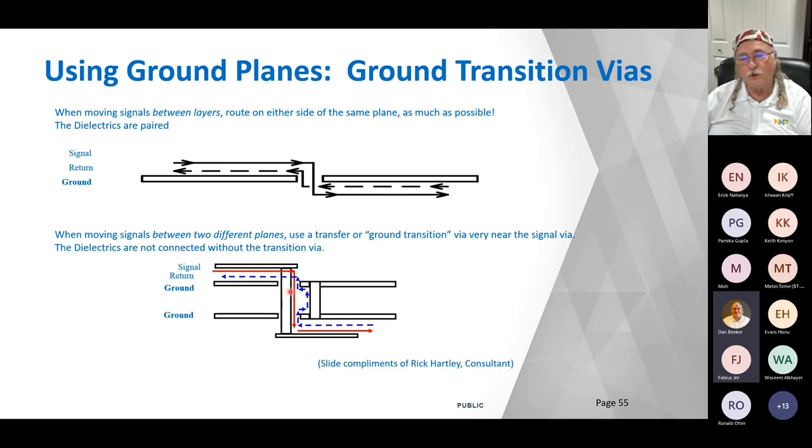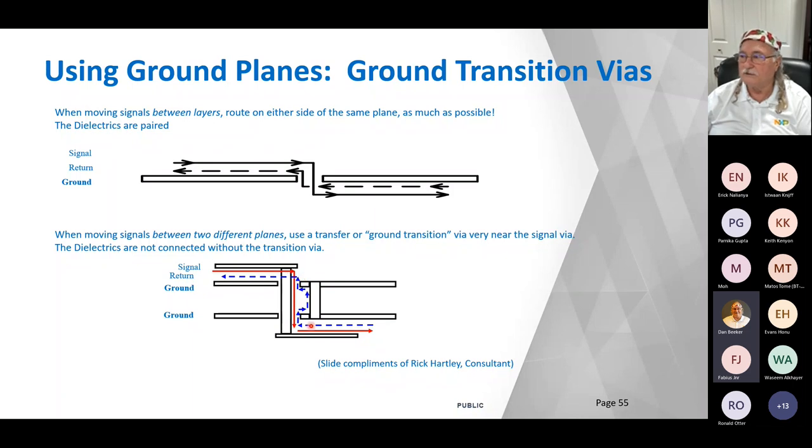If it's a six-layer board and layers 2 and 5 are ground, and I want to route from 1 to 6 or 1 to 4, I have to put a ground transition via in to connect the copper on 2 to the copper on 5. That's the only way I can create a continuous conductor, connect the continuous dielectric, and then be able to route the signal trace.